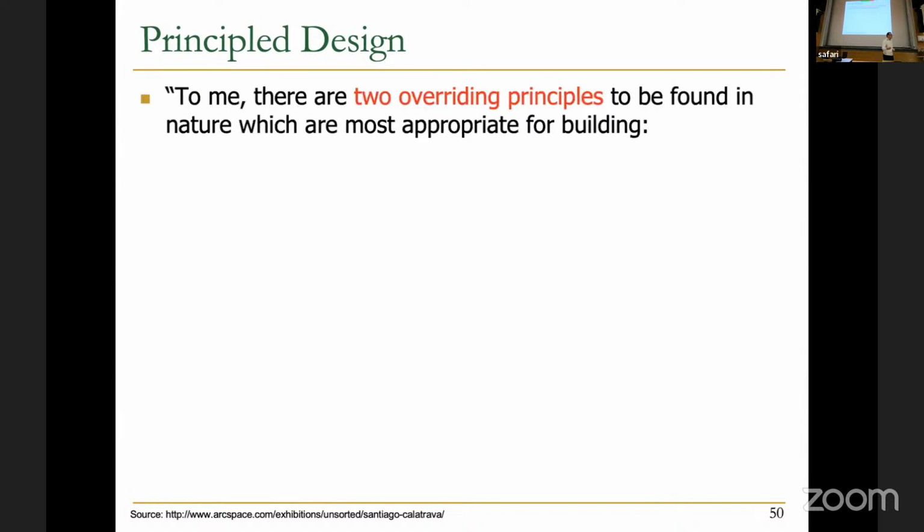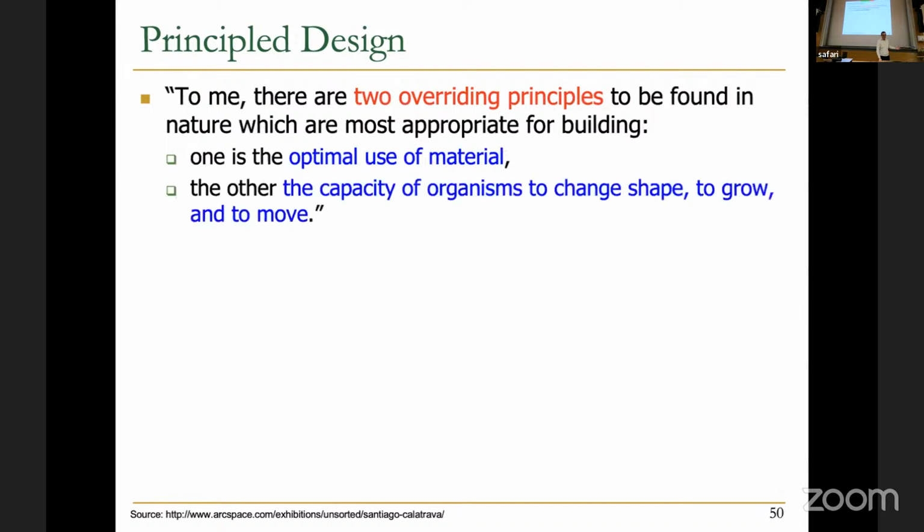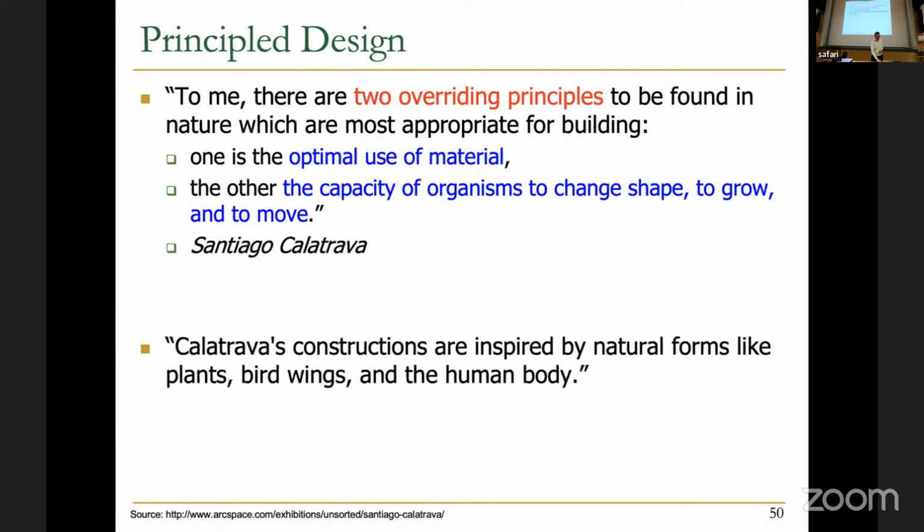So these are the principles from his own words, basically. To me, there are two overriding principles to be found in nature, which are most appropriate for building. One is the optimal use of material. The other, the capacity of organisms to change shape, to grow, and to move. So now you can see where the arcs are kind of coming from. It's the second part. Optimal use of material is potentially more debatable, especially given the cost of his structures. But still, that's his principles. That's what he thinks he's applying to his buildings.